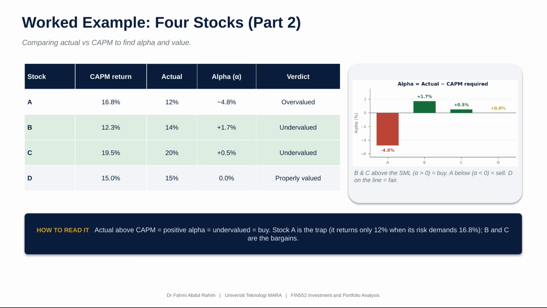The alpha chart on the right shows this at a glance. A's red bar plunging below 0, B and C's green bars above, and D at 0. The takeaway: actual above CAPM means positive alpha, means undervalued, means buy. Stock A is the trap to avoid, while B and C are the bargains to buy. This single example ties together everything in the chapter: the formula, the SML, valuation, and alpha.